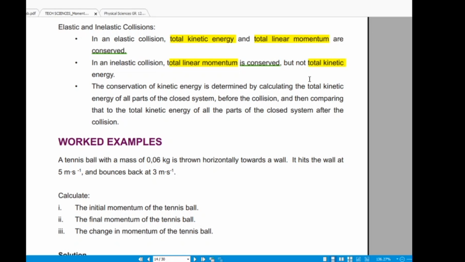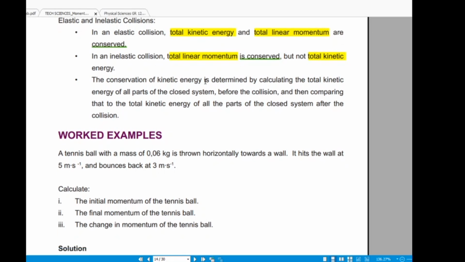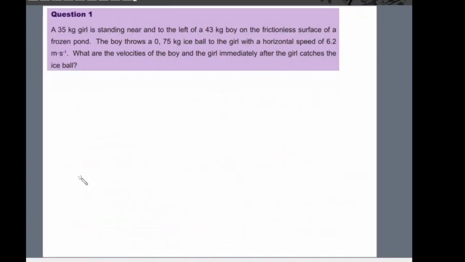Okay, so let us look at more questions or more examples. So let us look at this question, right? Lana bathi a 35 kg girl is standing near and to the left of a 43 kg boy on the frictionless surface of a frozen pond.